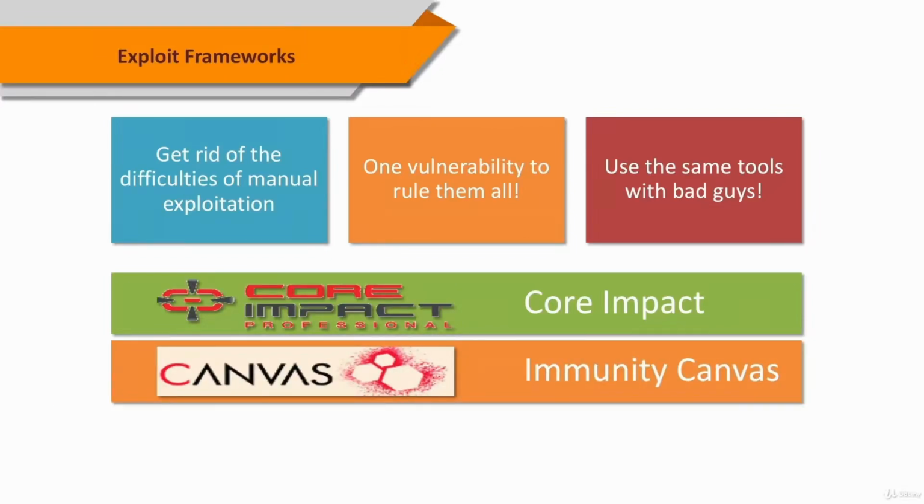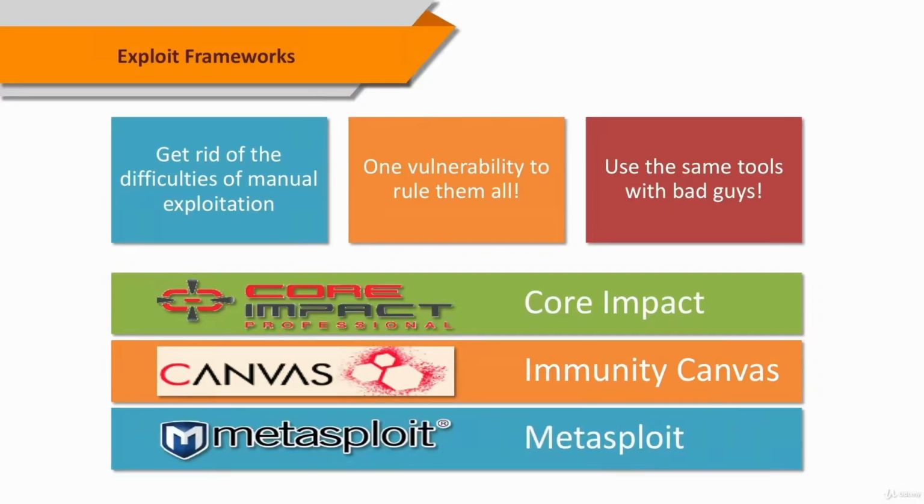Canvas is a commercial vulnerability exploitation tool from Dave Aitel's Immunity Sec. It includes more than 370 exploits and is less expensive than Core Impact or the commercial versions of Metasploit. It comes with full source code and occasionally even includes zero-day exploits. Now, throughout this course, we're going to use the Metasploit framework. So let's get started.